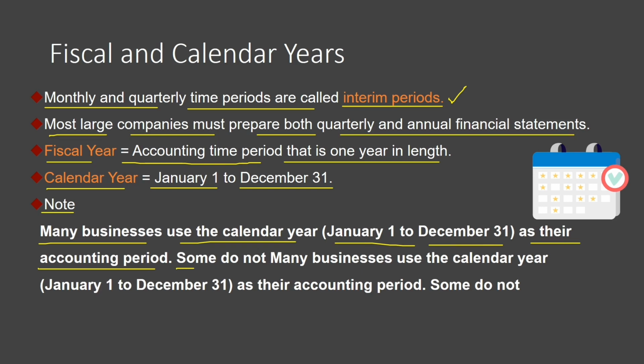Some do not. Many businesses use the calendar year from January 1st to 31st December as their accounting period, and some do not use it. It depends upon the company and it varies from company to company. So we will have to understand, if we are making monthly and quarterly statements, those are interim periods, and a fiscal year is 1 year in length, and a calendar year starts from 1st January to 31st December.